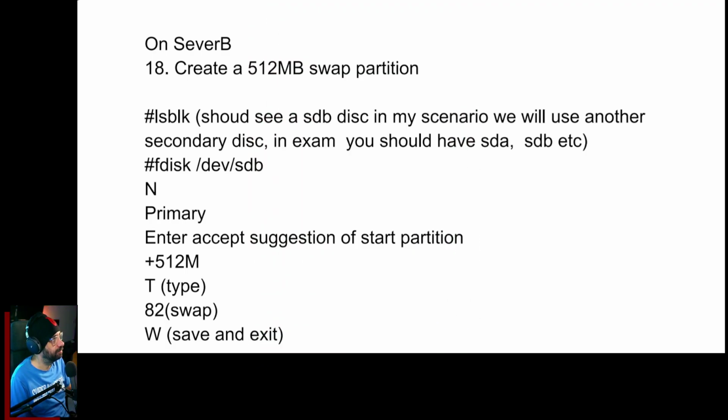So let's check the next question or task. Call it whatever you want to call it. On server B, create a 512 megabyte swap partition. Okay, that's all they ask. That's all they want, which is fine. So let me see what disks I have.